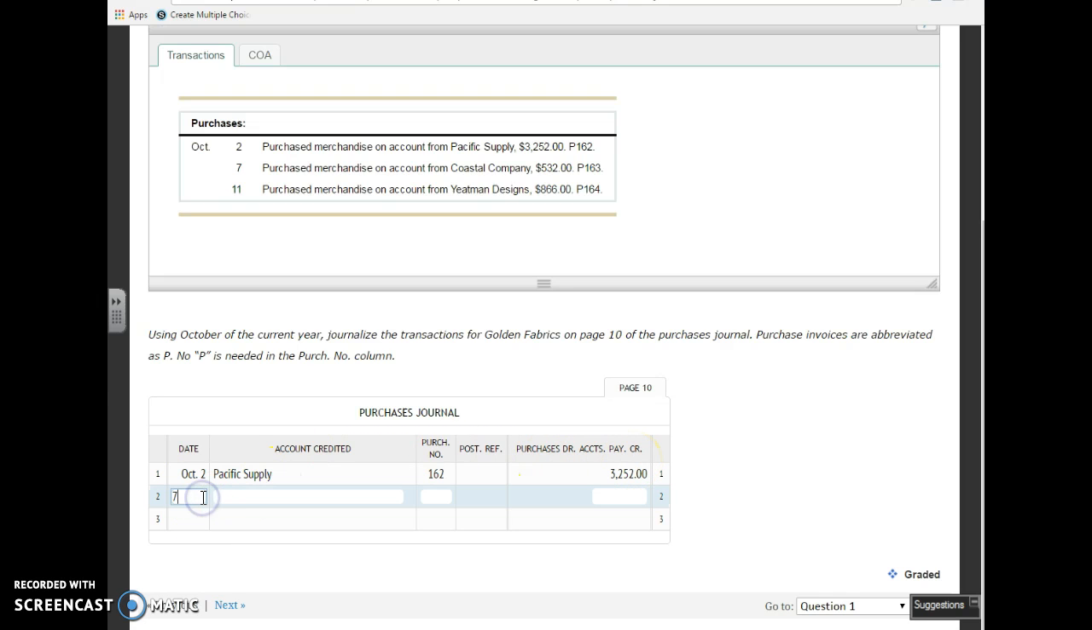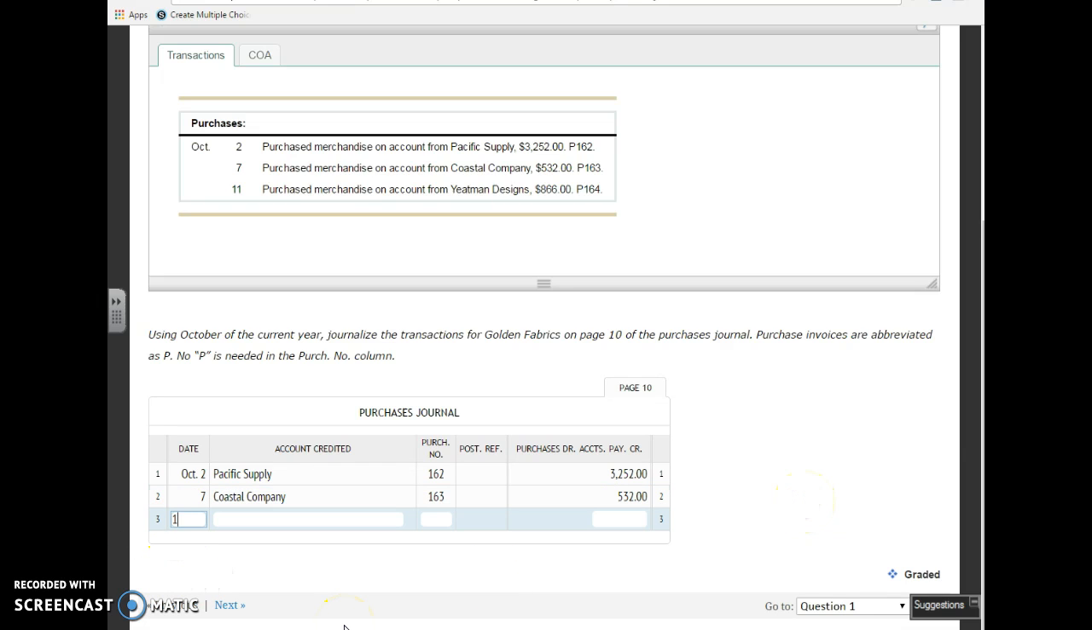Next one, on the 7th. On the 7th, we purchased merchandise from Coastal Company. Again, my source document was purchases invoice 163. And that amount that we now owe them is $532.